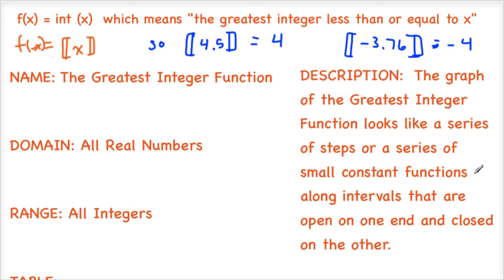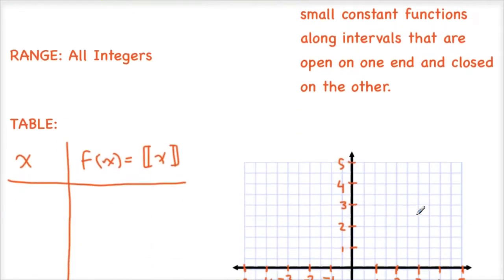And remember, the constant functions were just horizontal lines. So I'm going to see a bunch of horizontal lines here that are along intervals that are going to be open on one end and closed on the other. And so we'll see that when we make a table here, what's going to happen.